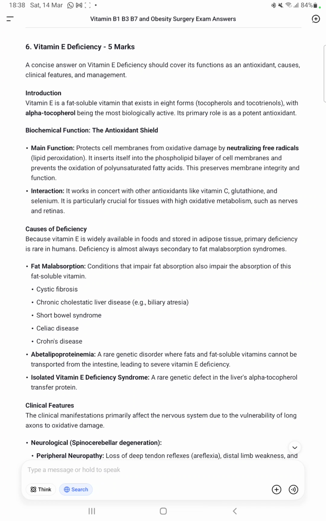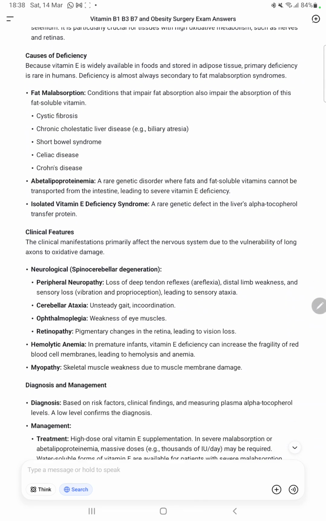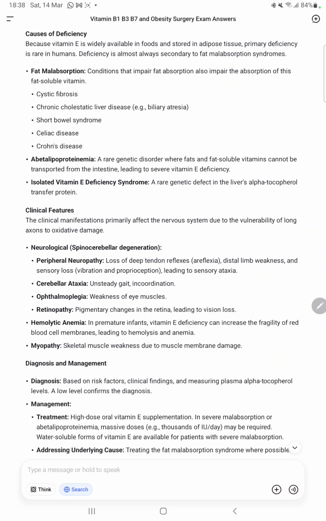Regarding causes of deficiency, it is widely available in foods and stored in adipose tissue, so deficiency is rare. It is seen only in fat malabsorption syndromes. Fat malabsorption can be seen in cystic fibrosis, cholestatic disease, short bowel syndrome, celiac disease, or Crohn's disease. Abetalipoproteinemia is also a condition where vitamin E deficiency can be seen. The clinical features are peripheral neuropathy, cerebellar ataxia, ophthalmoplegia, retinopathy, hemolytic anemia in premature infants leading to hemolytic disease of the newborn, and myopathy, that is skeletal muscle weakness.